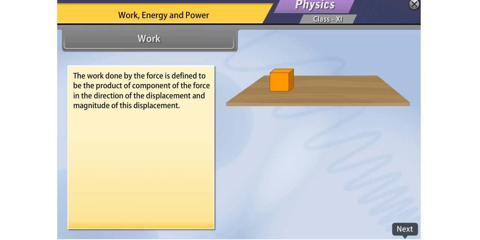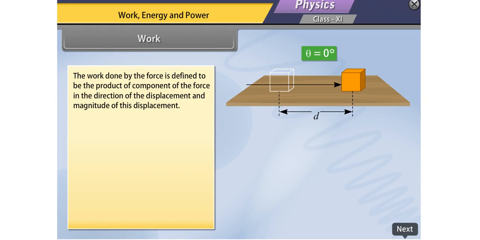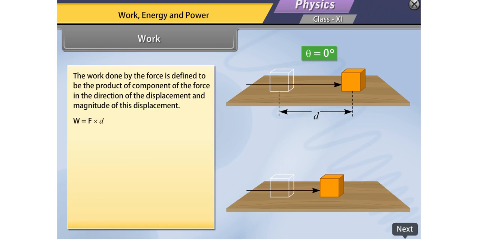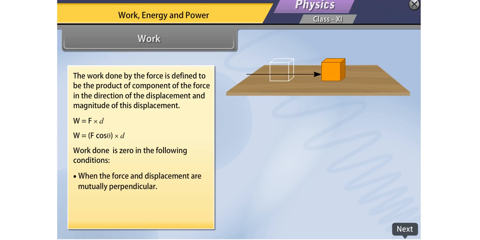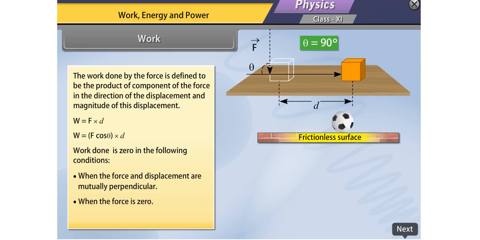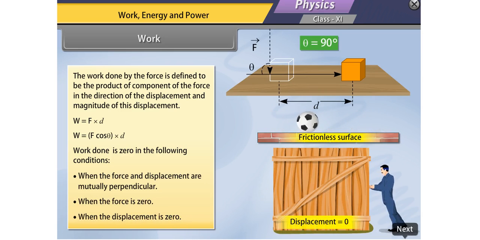Work. The work done by the force is defined to be the product of the component of the force in the direction of the displacement and the magnitude of this displacement. W is equal to F into d. W is equal to F cos theta into d. Work done is zero in the following conditions: when the force and displacement are mutually perpendicular, when the force is zero, when the displacement is zero.